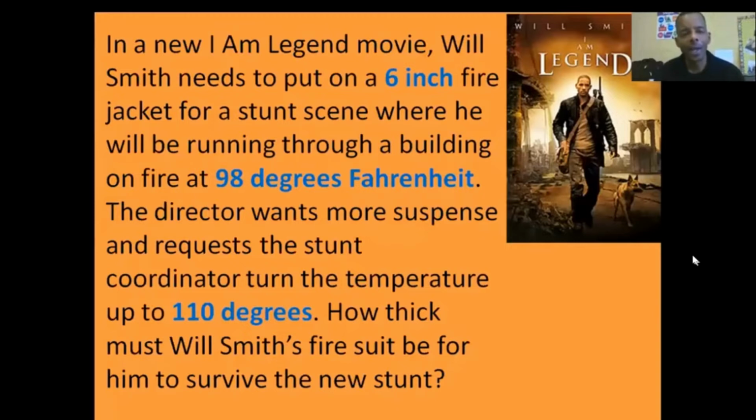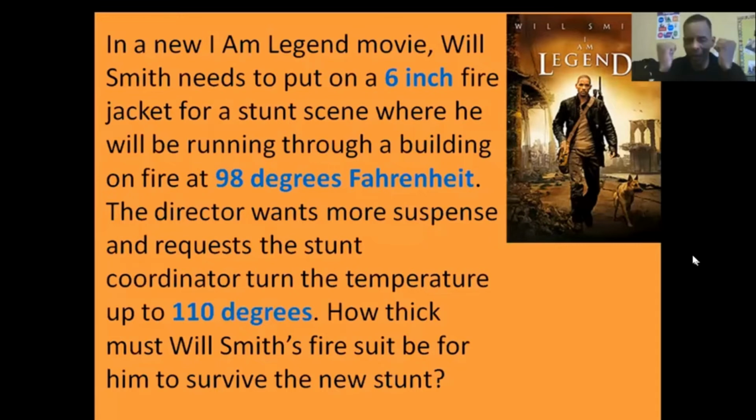Watch out now. In a new I Am Legend movie, Will Smith needs to put on a 6-inch fire jacket for a stunt scene where he will be running through a building on fire at 98 degrees Fahrenheit. The director wants more suspense, and he requests the stunt coordinator turn up the temperature to 110 degrees. How thick must Will Smith's fire suit be for him to survive the new stunt?